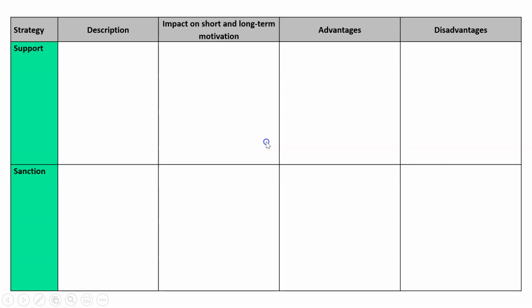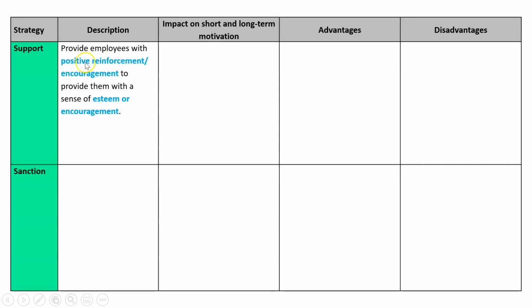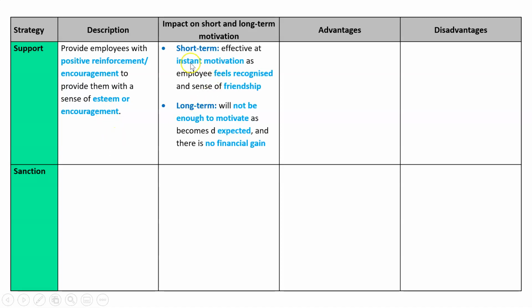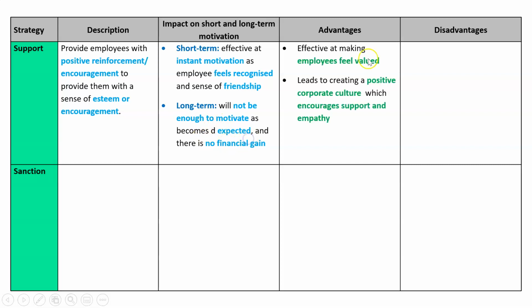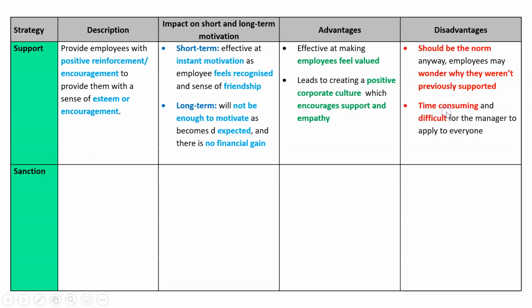Lastly, we finish with support and sanctions. Support is providing employees with positive reinforcement or encouragement to provide them with a sense of esteem, etc. Short term, instant motivation. People feel recognized and a sense of friendship. But in the long term, if you're just complimenting someone every day and making them feel good, there's no financial gain here. Advantages: makes people feel valued and also helps create a positive corporate culture. Disadvantages: should be the norm anyway, right? People should be doing this. So saying it's a special strategy mightn't be that good. And also time consuming for the manager to apply to everyone. You've got to support everyone. That's really difficult. Going out of your way to support everyone will take forever.